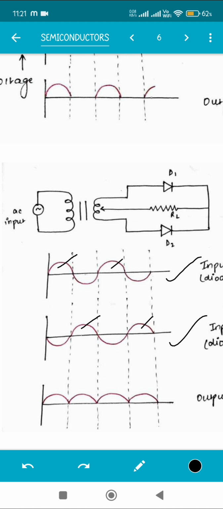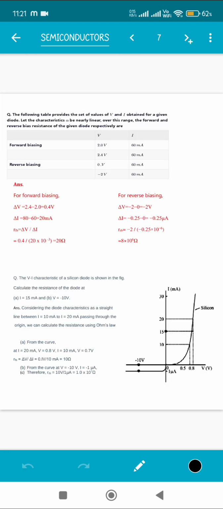I guess this topic is clear. You don't have to explain much. Maximum, the most of the marks for this question is for the diagram and the graph. Okay, so go through it properly. Now let's see two numericals based on PN junction.